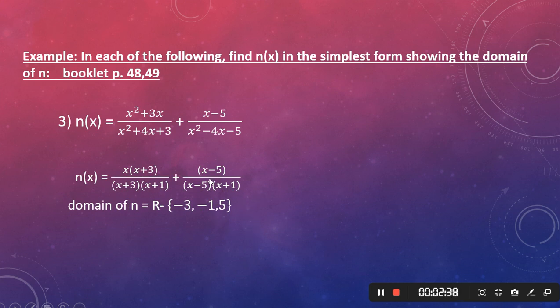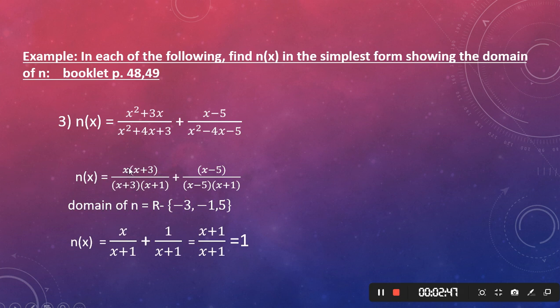After that, we cancel the common factors. So I cancel x plus 3 with x plus 3. This will be x over x plus 1, plus, I will cancel x minus 5 with x minus 5. So I have here just 1, because this is cancelled. So here is 1, not 0. 1 over x plus 1.